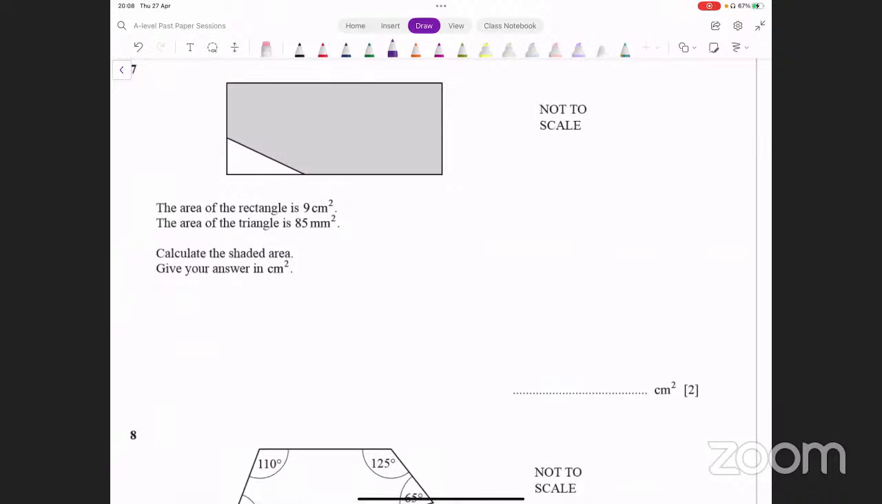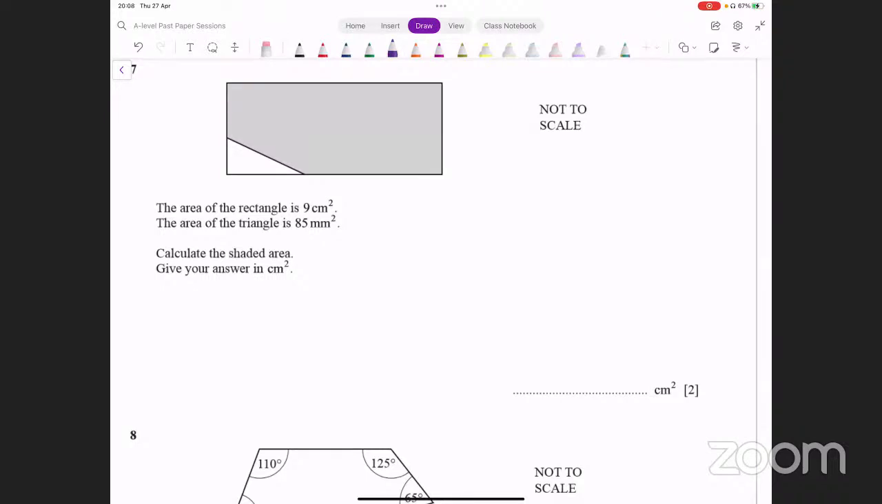Now this is the area of the rectangle is 9 centimeters square. The area of the triangle, which triangle are we talking about? There's only one triangle, this triangle. This is 85 millimeters square. Now notice the difference in units. This is centimeter square, this is millimeter square. Calculate the shaded area, give your answer in centimeter square. Centimeter square में आपका final answer चाहिए.